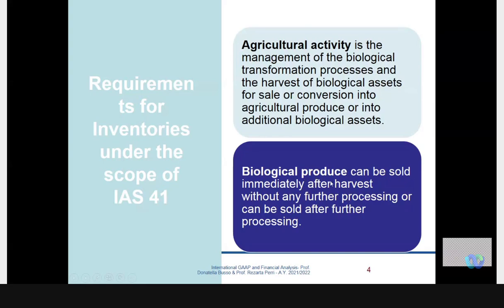It is that part of the harvesting process or biological transformation process. It's not just crops and harvesting, but also living things that grow in farms, cattle or else. Biological produce can be sold immediately after harvest without any further processing, or can be sold after further processing. So the company may choose what to do with this biological produce.